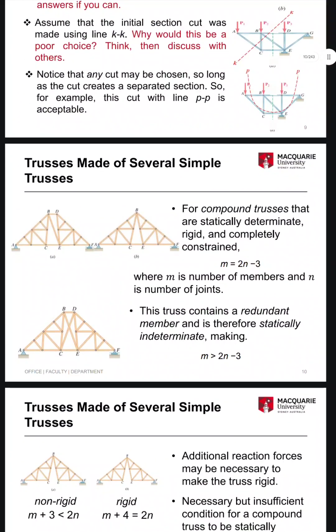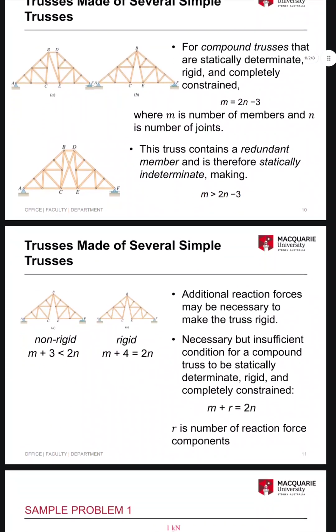Truss is made of several simple trusses, A, B, C. For compound trusses that are statically determinate, rigid, and completely constrained, m equals 2n minus 3, where m is the number of members and n is the number of joints. This truss contains a redundant member and is therefore statically indeterminate, making m greater than 2n minus 3.